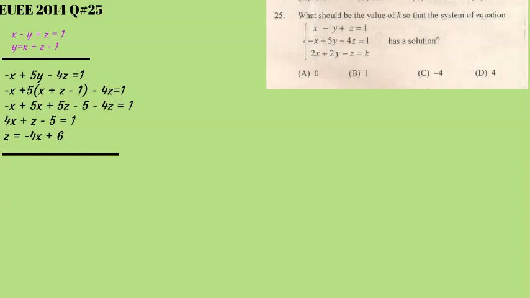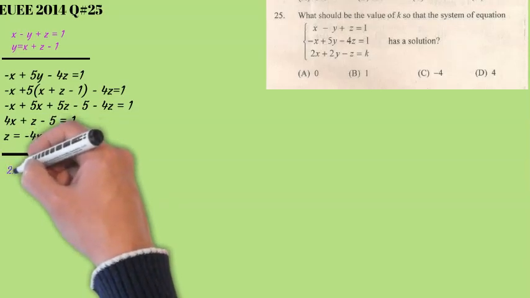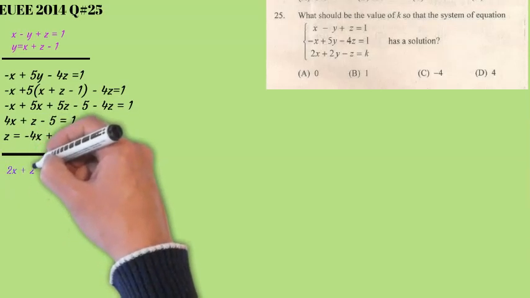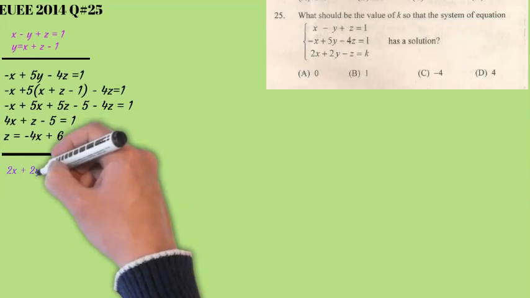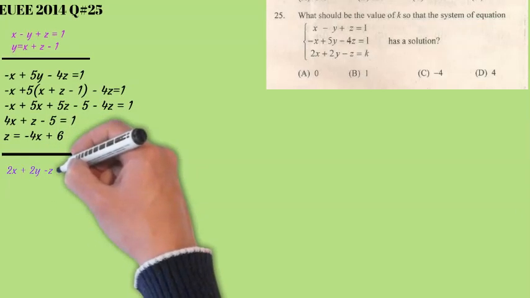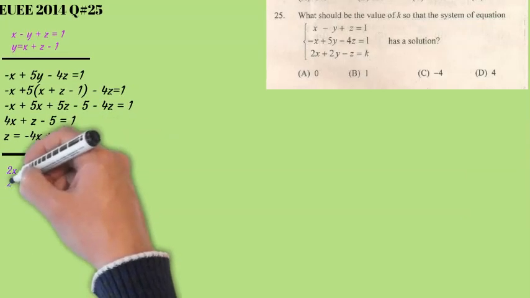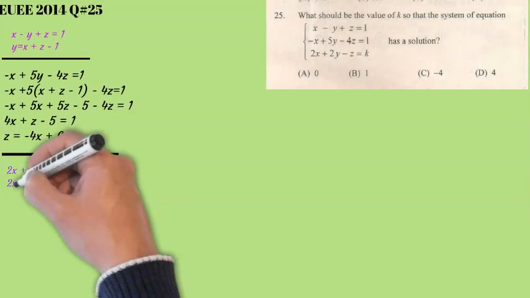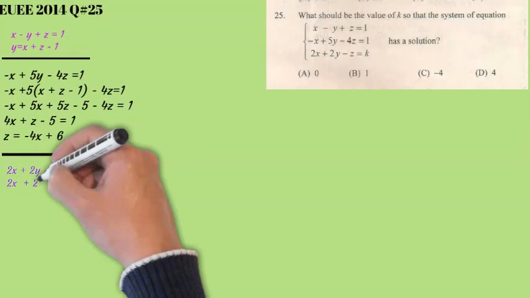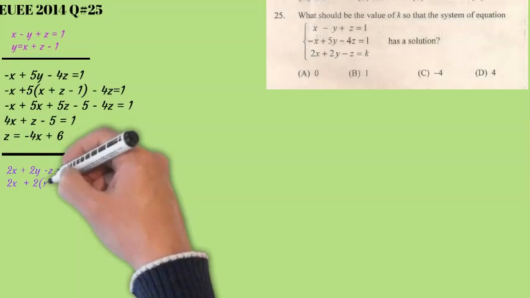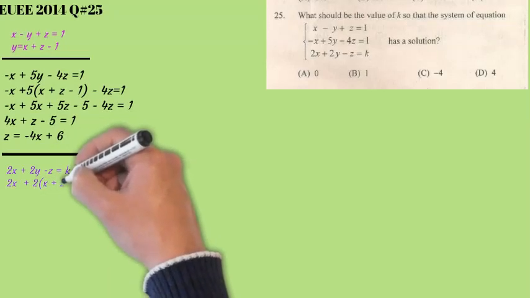Then we take this and use the third equation. On the third equation, we will substitute both y and z. So we substitute y with x plus z minus 1, and we substitute z with minus 4x plus 6.